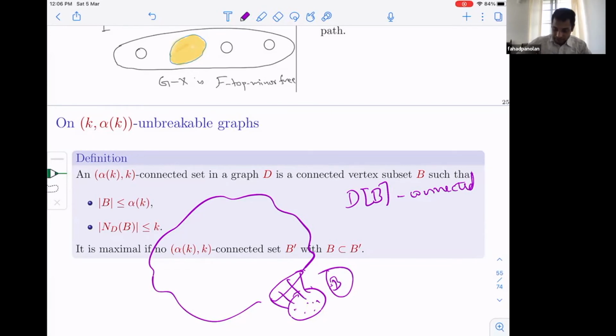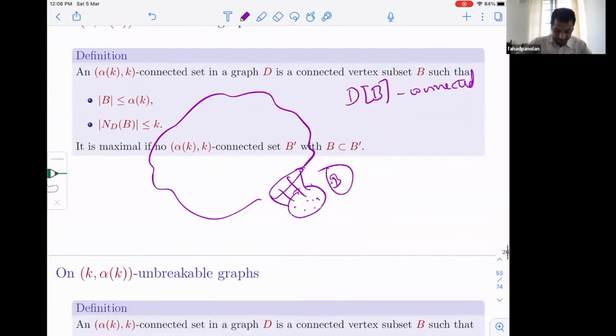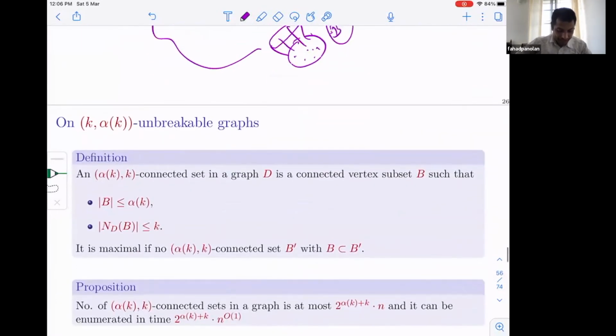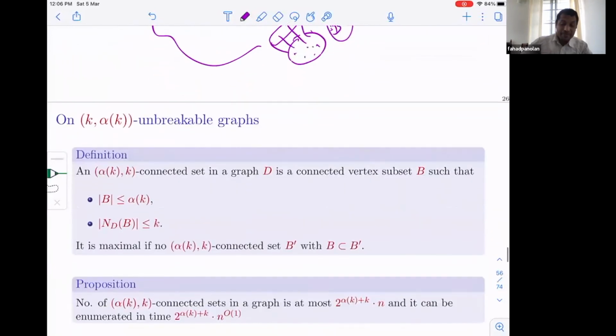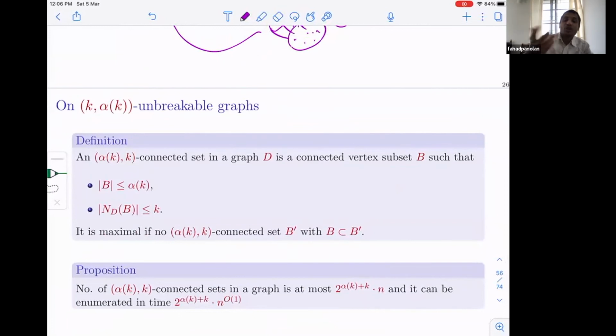So pictorially, it looks like this. Okay. Now, we say that this connected set is maximal if there is no other alpha k connected set B prime which is a superset of B. Then we say that it is a maximal alpha k connected set.